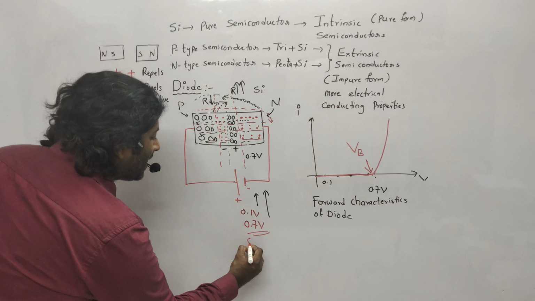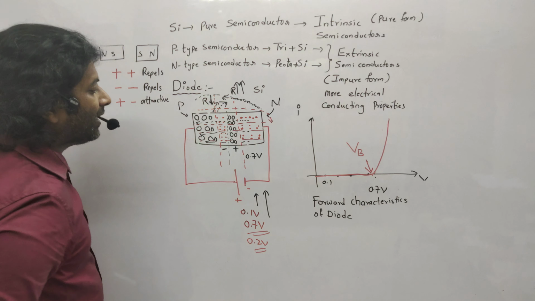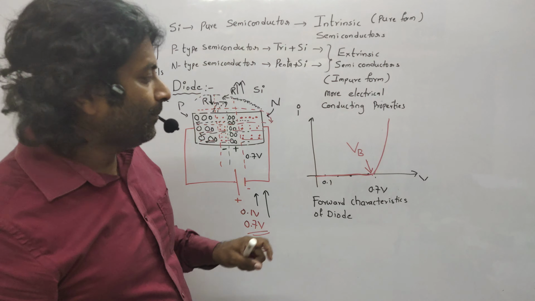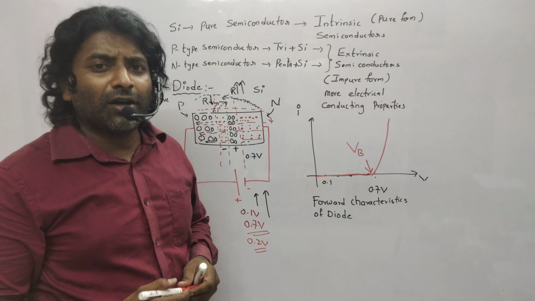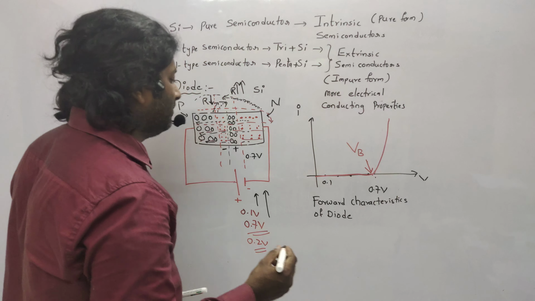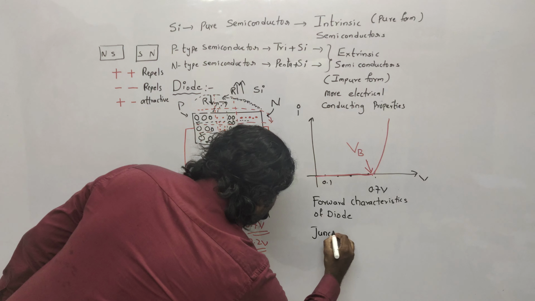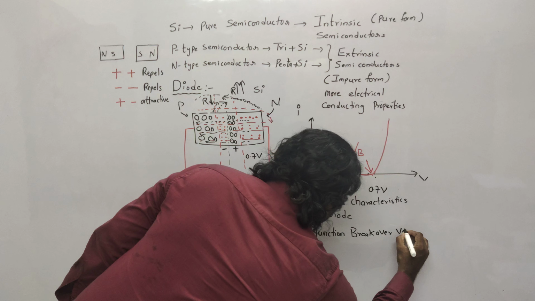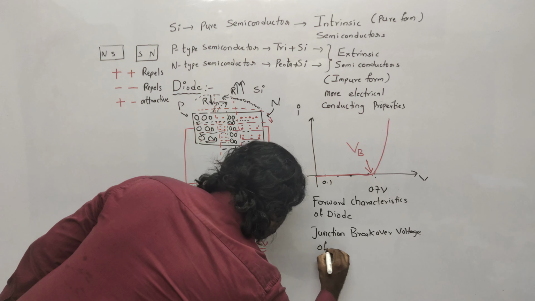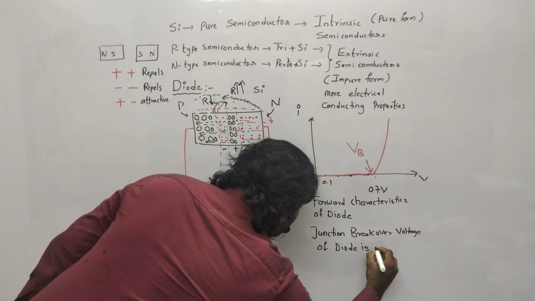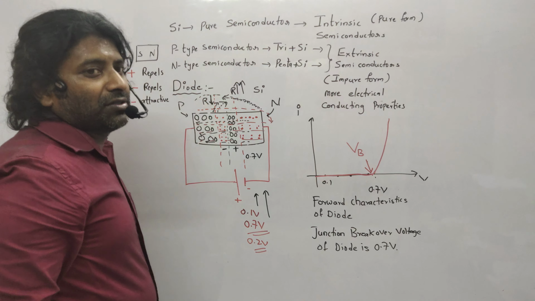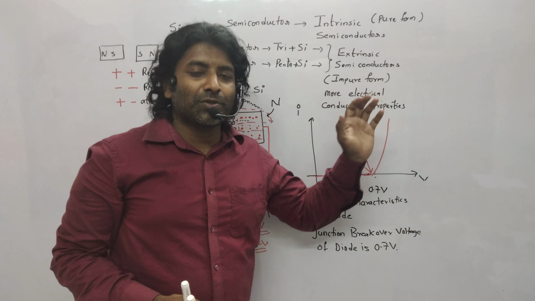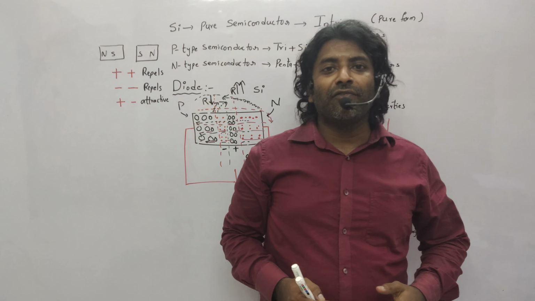Suppose we apply 0.2 volts to the diode, does current flow? No, current cannot flow. Why? I explained everything clearly. So the junction breakdown voltage, or junction breakover voltage, of the diode is 0.7 volts. This is the story of the forward characteristics of the diode.